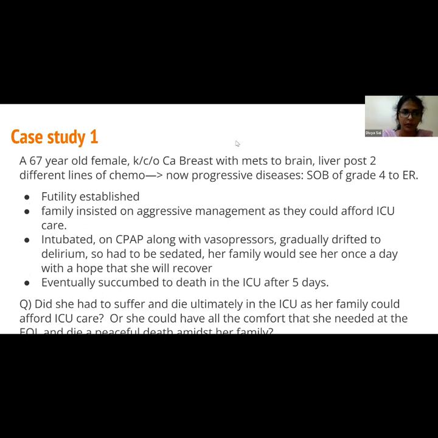So the question here is, did she have to suffer and die ultimately because her family could afford ICU care? Or could she have had all the comfort needed at the end of life and died peacefully among her family members?